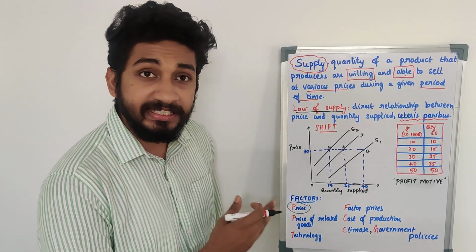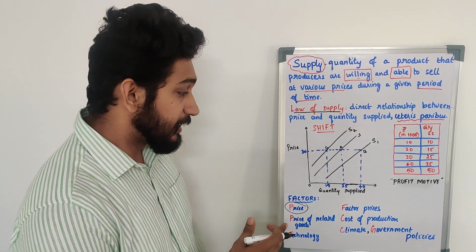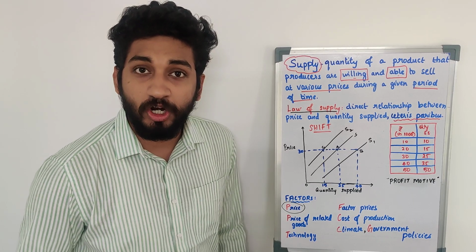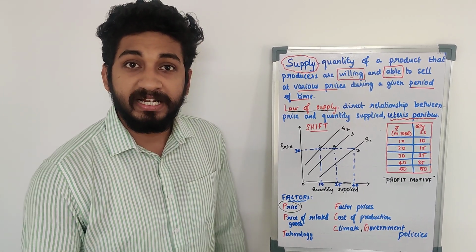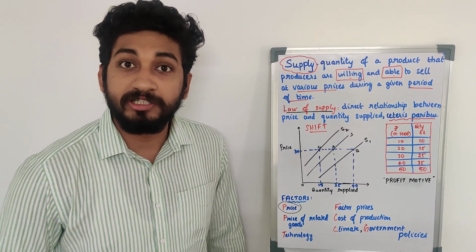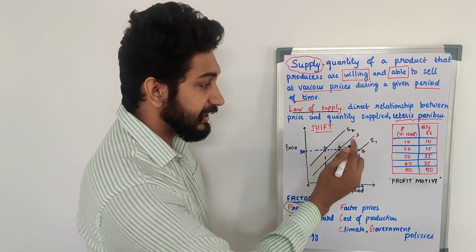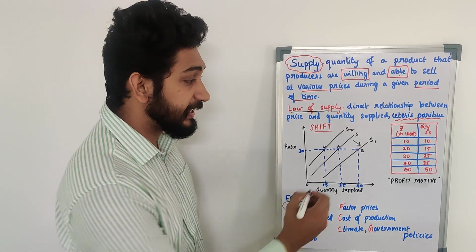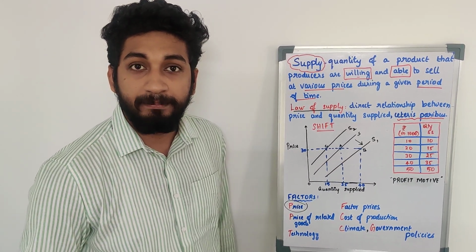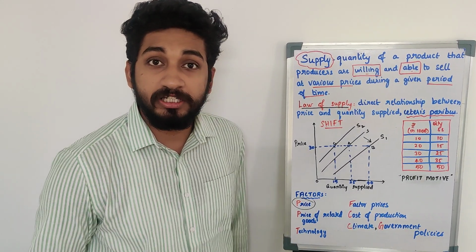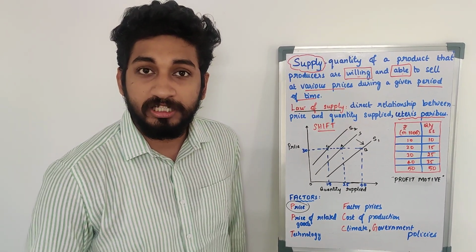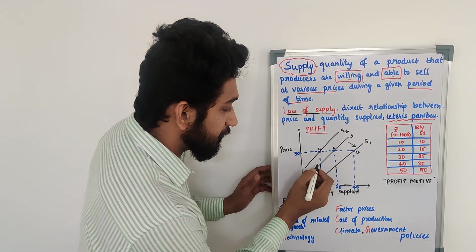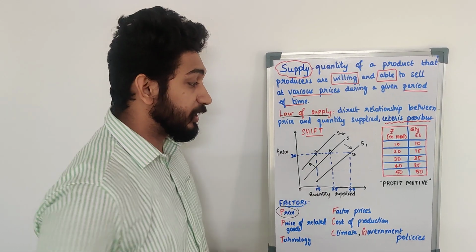When there is a change in any of the factors, for example, let us assume there is a change in technology. When the technology becomes cheap, you will be able to supply more at the same price. That is, the supply curve will shift to the right with its new equilibrium at point B. Now when the technology becomes costly or inefficient, your supply curve will shift to the left, that is to point C.